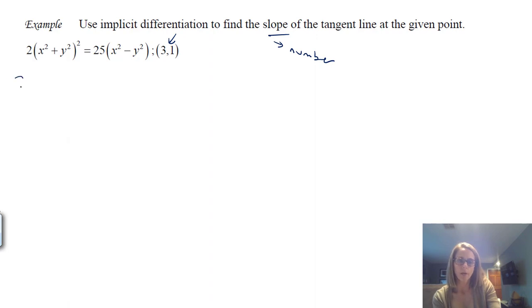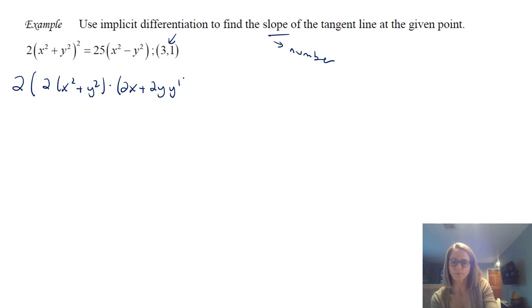So to take the derivative, I'm going to have 2, keep that on the outside, it's a constant, and then I'm going to have 2 times x squared plus y squared to the power of 1, because I'm using the chain rule here, and then the derivative of the inside, 2x plus 2y y prime. And make sure I have enough parentheses there, like that. For the second side, I can pull out that 25 if I want. I don't need the product rule or anything here. These are just constants. 25 is just a constant, so no need for the product rule. Take the derivative of the inside, 2x minus 2y y prime.